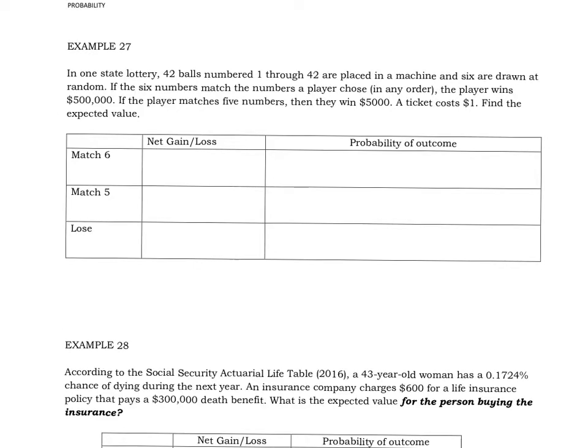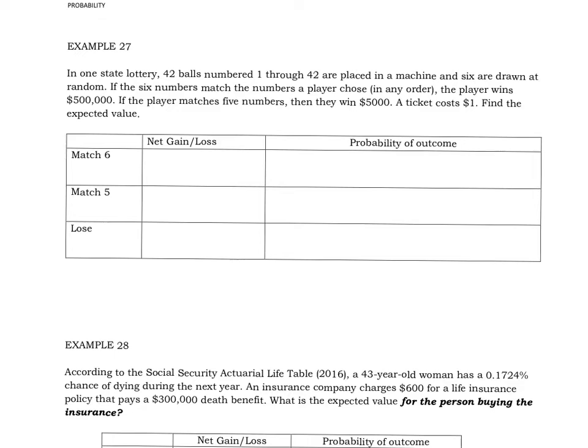Example 27 will take us a while, and I think you'll see the reason. In one state lottery, 42 balls, numbered 1 through 42, are placed in a machine and 6 are drawn at random. If the 6 numbers match the numbers a player chose in any order, the player wins $500,000. If the player matches 5 numbers, then they win $5,000. A ticket costs $1. Find the expected value.